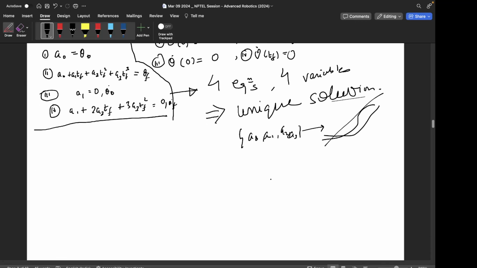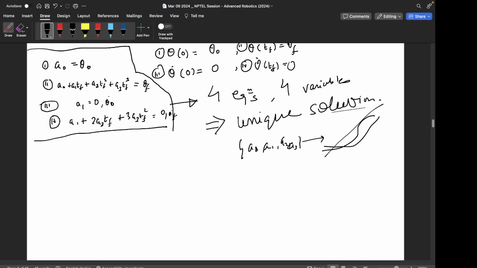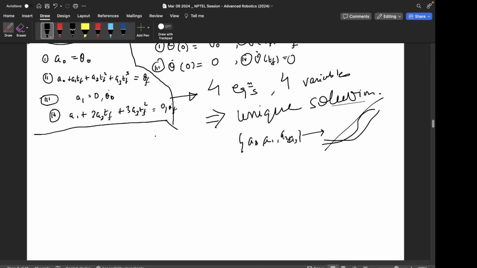The expressions for a0, a1, a2, a3 have been derived in the lectures also. You should derive them by your own hand also once, right? And again, it's pretty much straightforward.